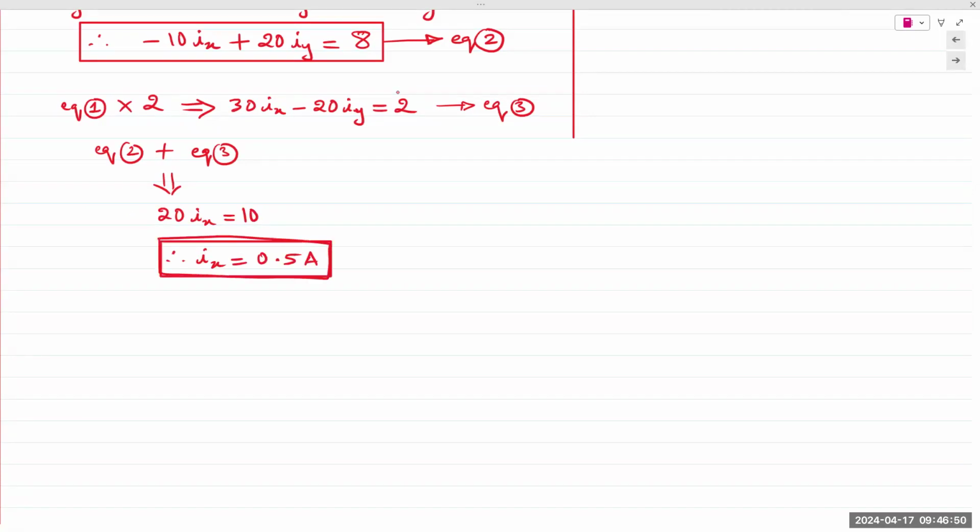Did anybody plug this in MATLAB? Did you get the same answer? You didn't? I see your shake and I see your nod. Yes? Okay. So Ix is 0.5. You plug Ix into any of the other equations, and you can get Iy as 0.65 amps.